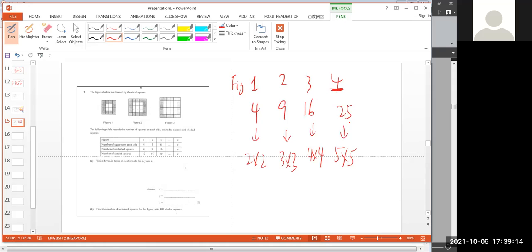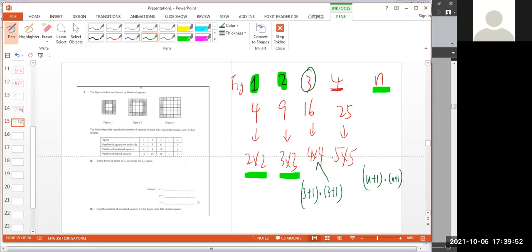Okay. So now they want to ask you what is figure n, right? So I want you to observe that figure 1 is actually 2 times 2. Figure 2 is 3 times 3. So figure n will be n plus 1 times n plus 1. Why? Because figure 3 is always 3 plus 1 times 3 plus 1, which is 4 times 4, right? Can you see?